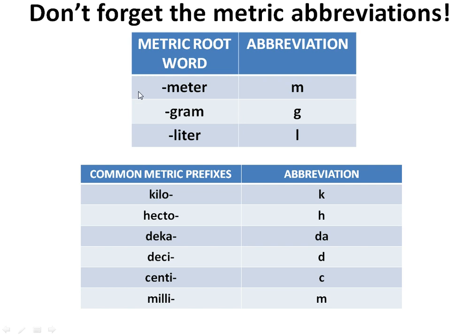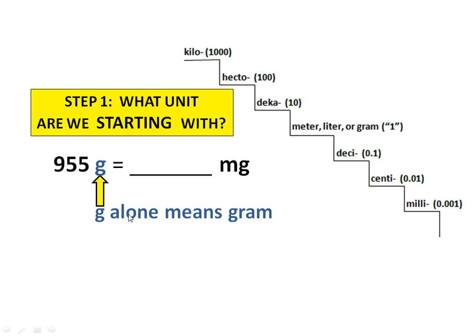So going back to our notes where we went over the abbreviations, a g by itself, when there's only one letter, there's no prefix attached to it, it's just the root word. So looking at our abbreviations for the root words, a single lowercase g is gram. So g alone means grams. So we're starting with 955 grams.